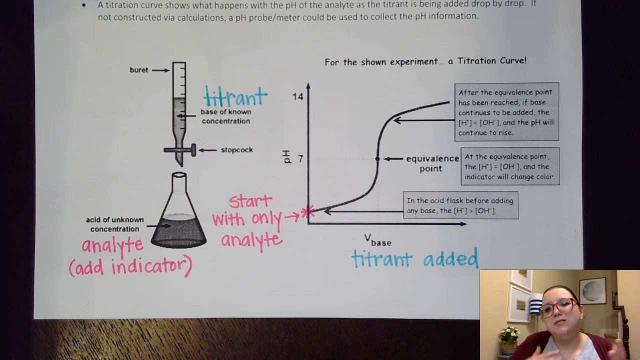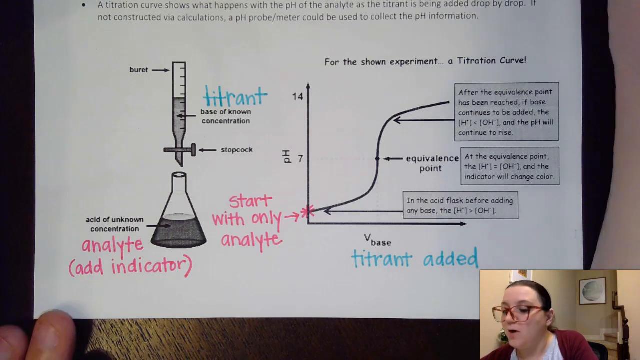And so that can slightly change the shape of the curve. Usually with a weak, strong combination, this S shape of the curve is not quite as pronounced. And so we'll see that on another day, how that curve changes depending on what kind of combinations I'm putting together. Now, I want to talk about picking a good indicator for a moment.